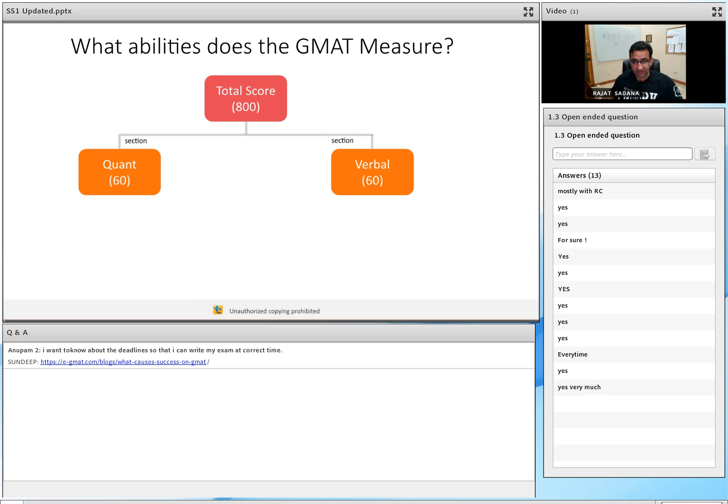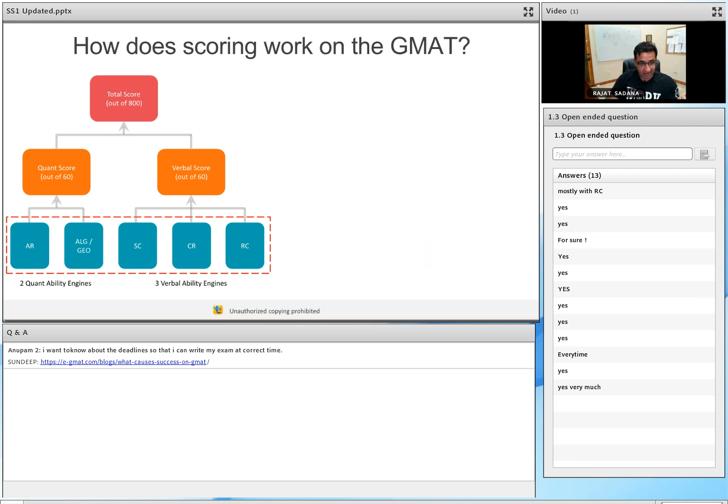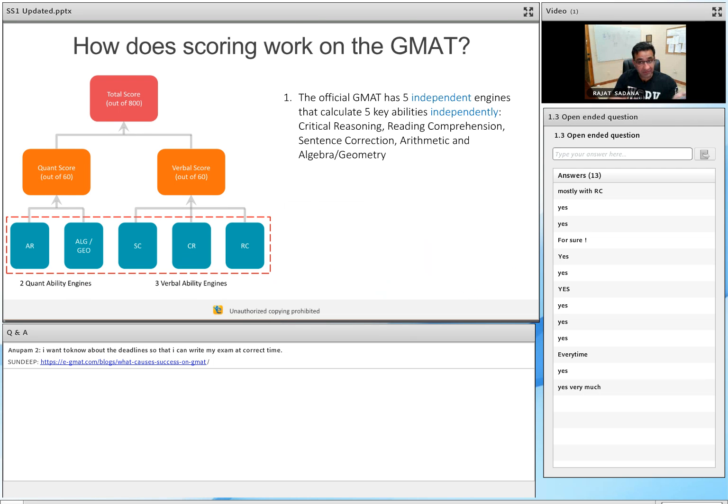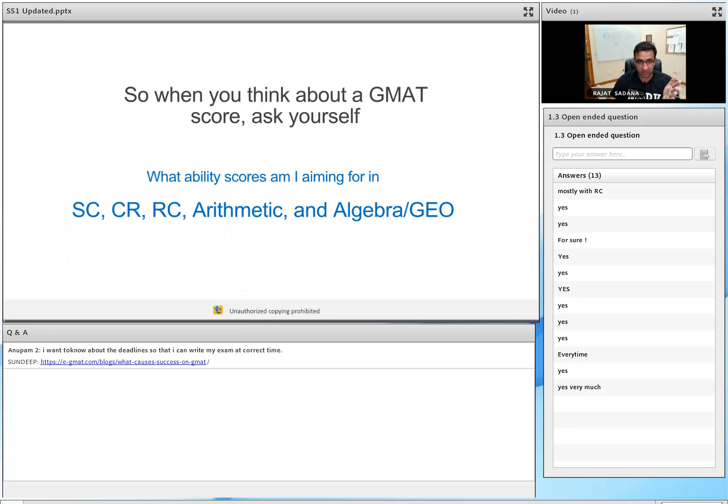Okay, so what abilities does the GMAT measure? Your score out of 800 is composed of these quant and verbal scores. These quant scores are then split between arithmetic and algebra geometry. On the verbal side, you have 3 subsectional abilities. So overall, your GMAT score is composed of 5 different abilities. Essentially each of these abilities is independent. So how much you get in SC has very little to do with how much you get in RC or in CR or in arithmetic or in algebra. And so the test combines these abilities to calculate your overall quant and verbal score.